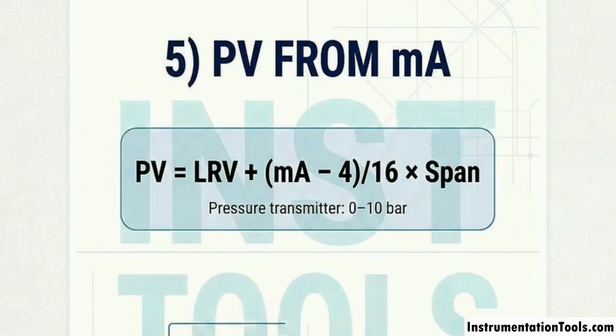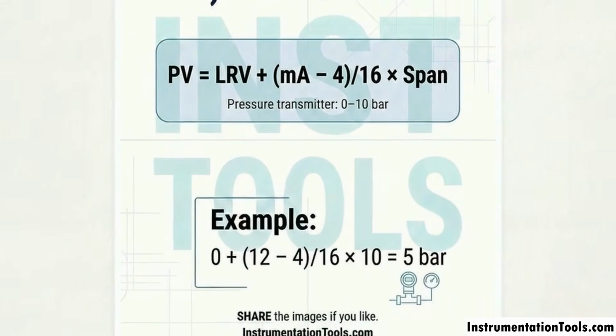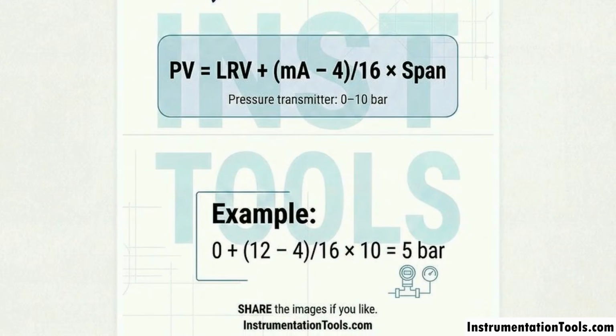You can also use a combined formula to translate the current directly back into physical pressure without calculating the percentage as a separate step. By scaling the percentage against the physical span and adding the LRV back in, the formula converts 12 milliamps back into the 5 bar reading.